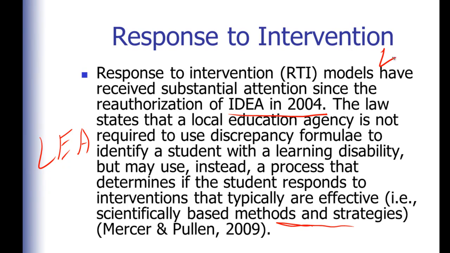So this is where this comes into play, that for a long time our only way to identify kids with learning disabilities was this discrepancy model. Familiar with that, where you compare the IQ to their ability, and if there was 1.5 standard deviations, we would consider them to have a learning disability. Well, now reauthorization says you can use this RTI model. In other words, are they responding to typically effective methods? And you've got to have data to prove that you're using those and they're not making progress.